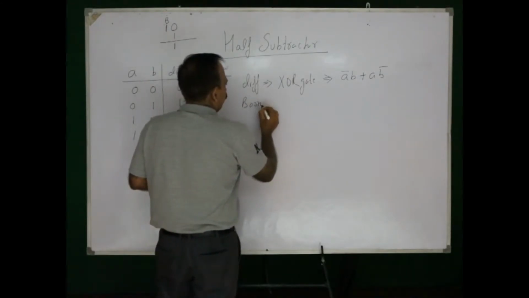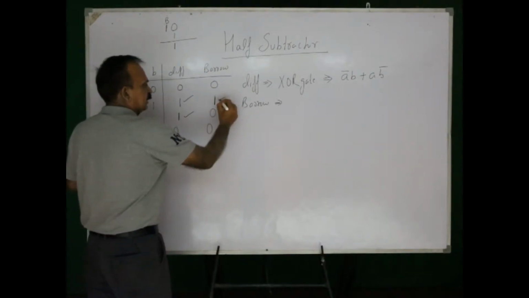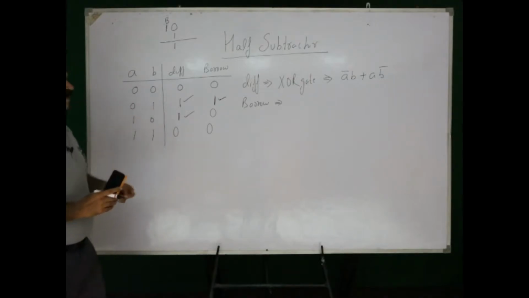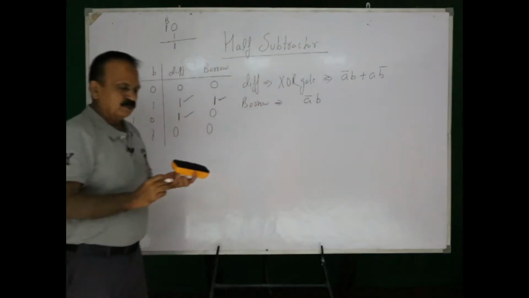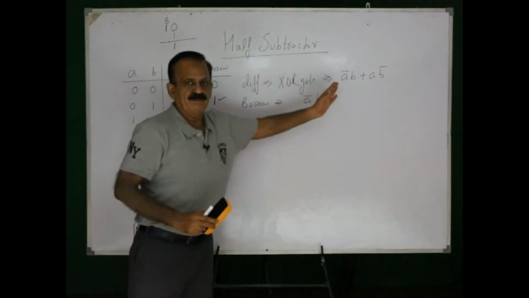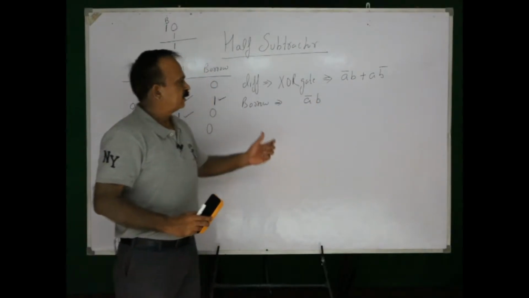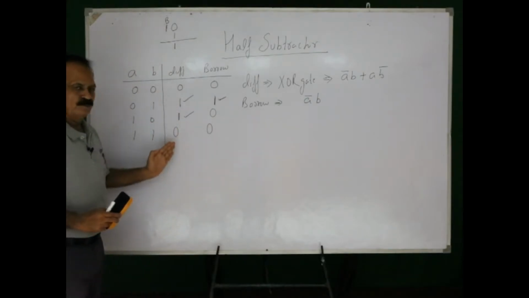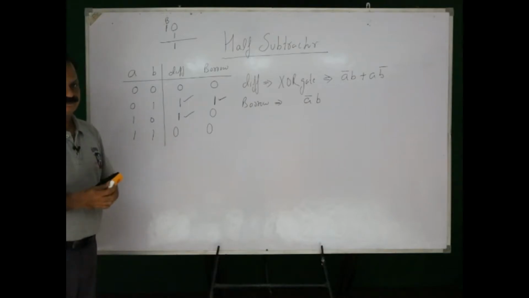Now, if I say borrow, the expression for borrow will be only one entry is high output. The fundamental product for this will be A bar B, and the expression will be A bar B. So, the expression for difference is A bar B plus A B bar and the expression for borrow is A bar B. Otherwise, an XOR gate can be used to implement the difference value, because the difference is high when the number of high inputs is odd.